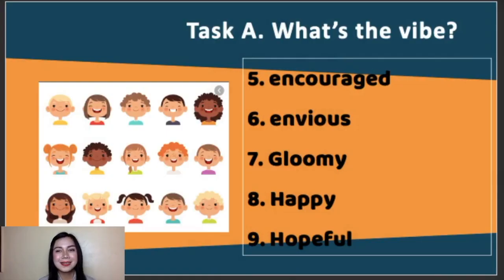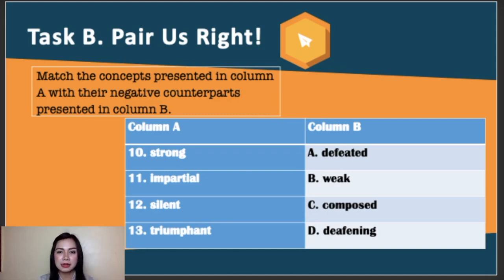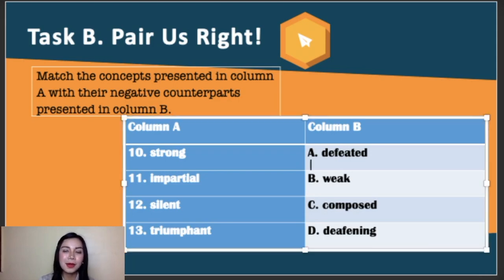This time, let's have another game. So the title of our game is Pair Us Right. It's our task B. Match the concepts presented in column A with their negative counterparts presented in column B. Number 10. Strong. What is the negative counterpart of strong? Stephen, you're raising your hand. Okay, share to us your answer. What's your answer? It's letter B, correct. Weak. Strong and weak.